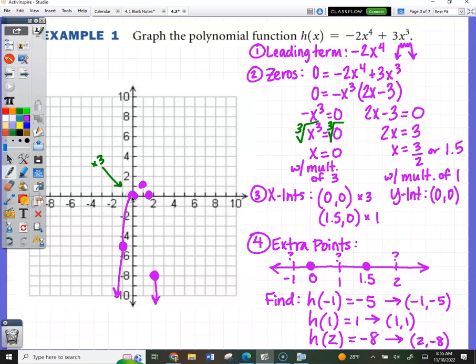Now, this is where I have my odd multiplicity. So instead of just going straight through like that, because it's an odd multiplicity, it's going to come to it and kind of lay across it and then curve back up. And it looks really weird. That's a really tight little area right there that's kind of hard to focus on.